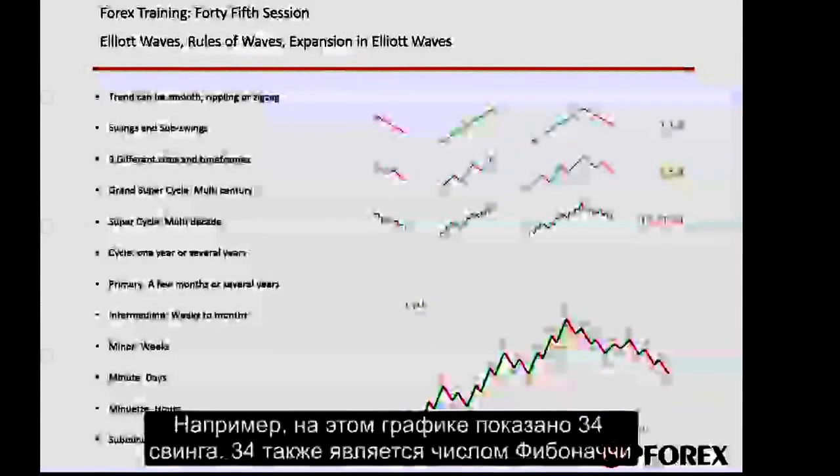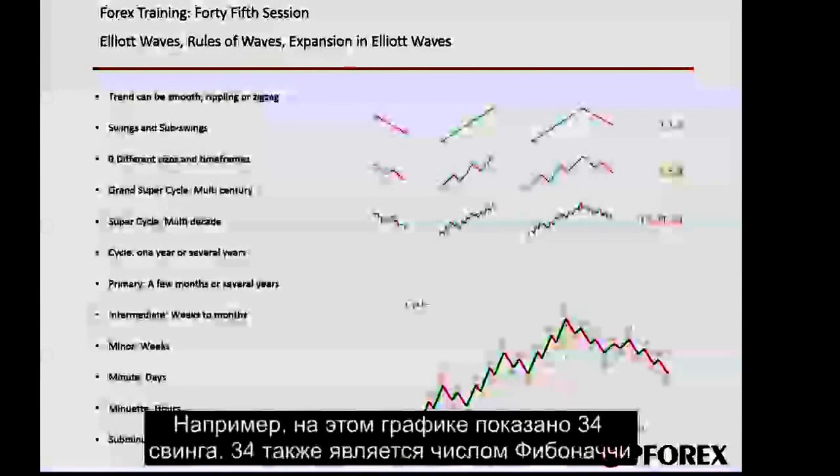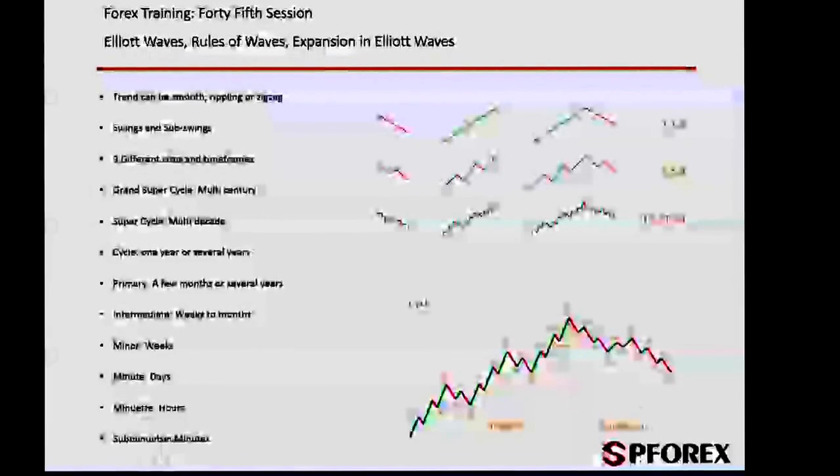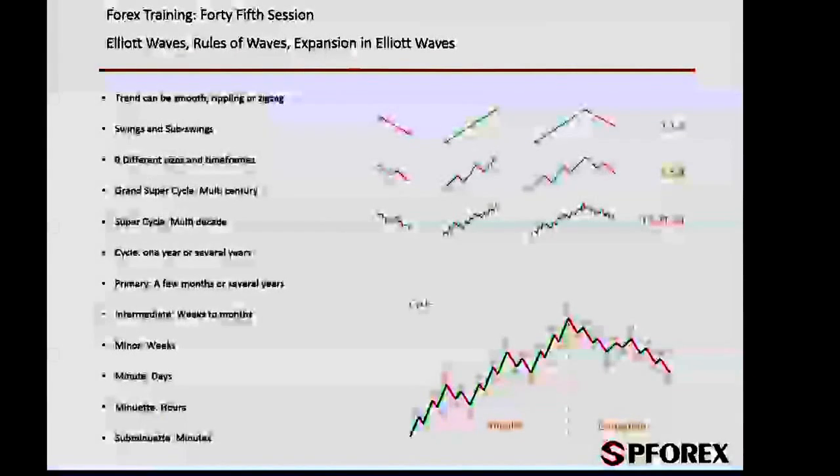For instance, in this graph there are 34 swings. 34 is a Fibonacci number too. Swings can be classified into 9 categories on the basis of their size and time frame.